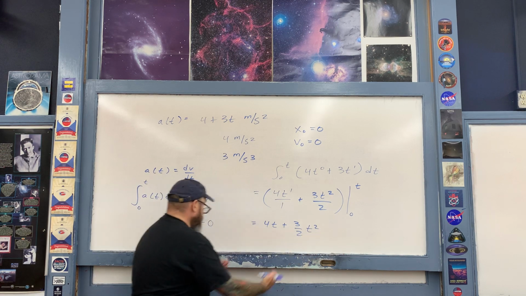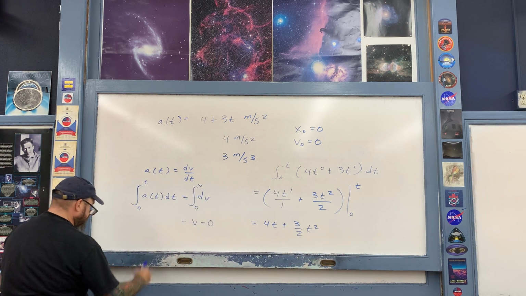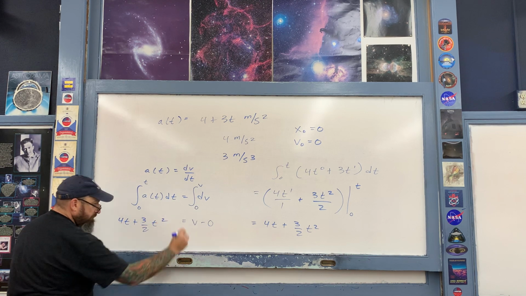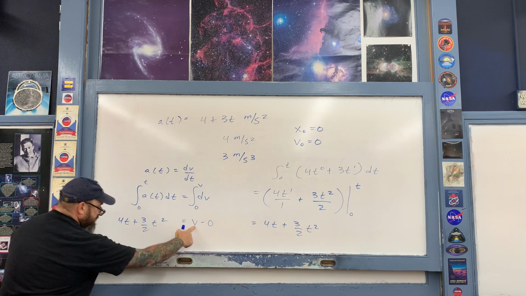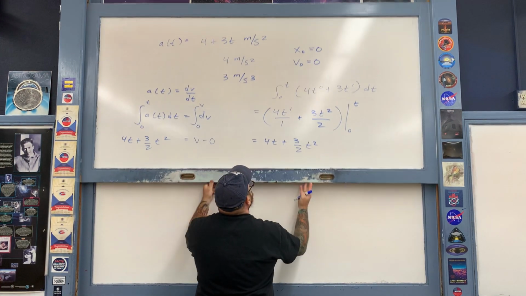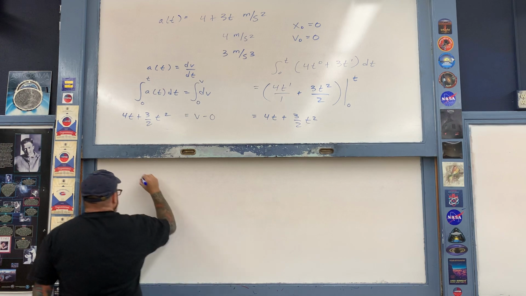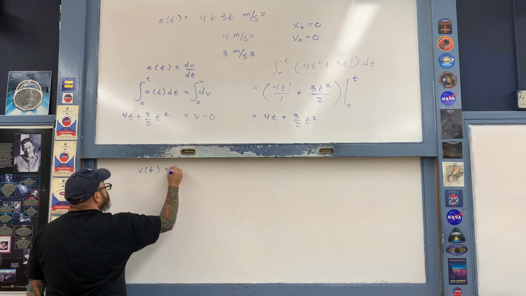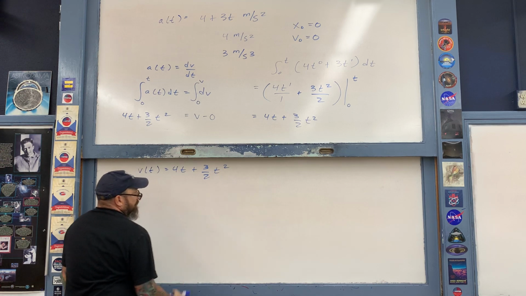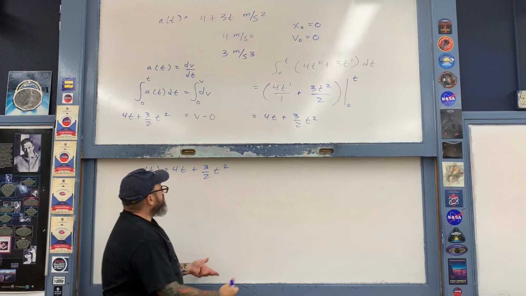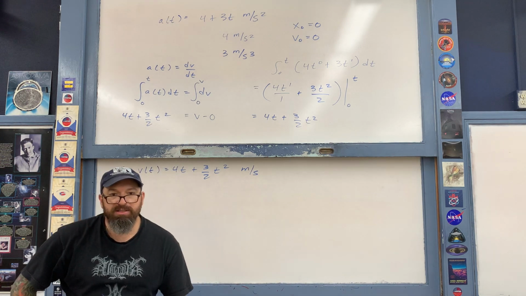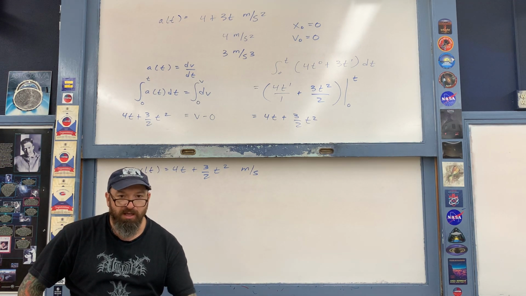So then this quantity here goes over here into the left-hand side. Like so. And then therefore the velocity as a function of time is just this guy right here. Like so. And it's all in terms of meters per second. Okay, now we do this process one more time to go from velocity to position.